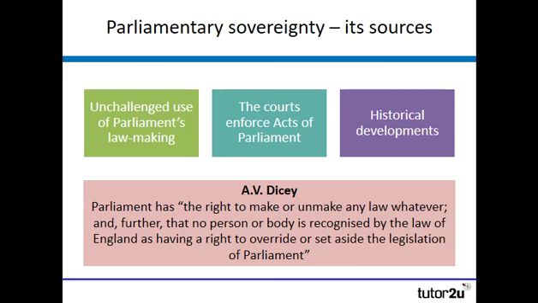So where does parliamentary sovereignty come from? What are its sources? Well, very little of it is actually written down. Again, remember, we have an uncodified constitution. So parliamentary sovereignty comes from a number of places. Firstly, in my mind, is the idea that Parliament's lawmaking ability has effectively been unchallenged. No other group has sought to change the law. Secondly, the courts in our country enforce the acts of Parliament. That gives them legitimacy. Finally, parliamentary sovereignty has been achieved over time through culture and historical changes.